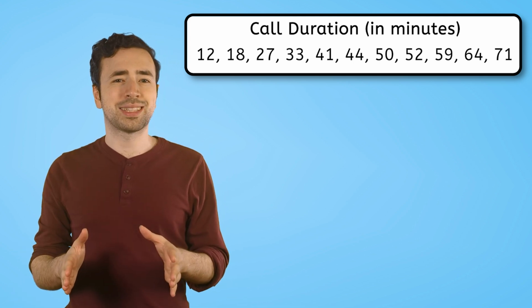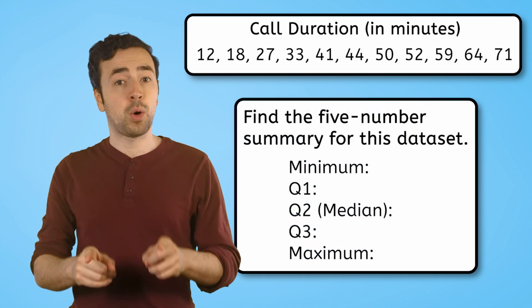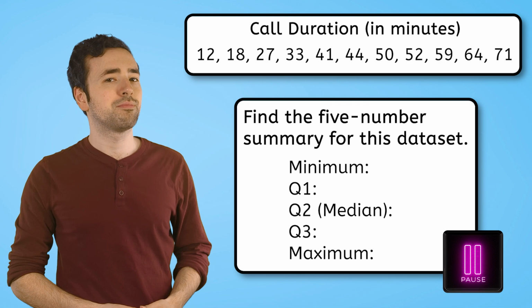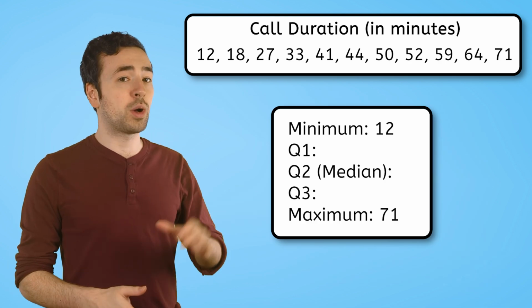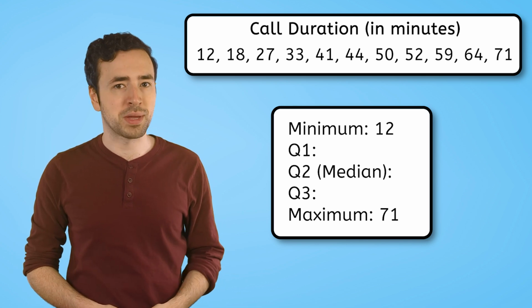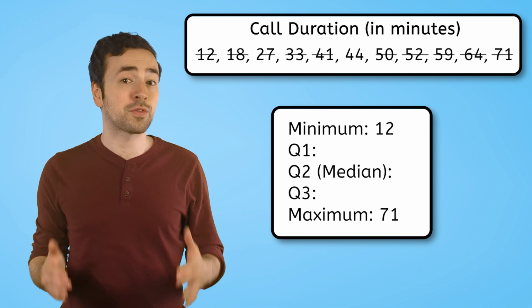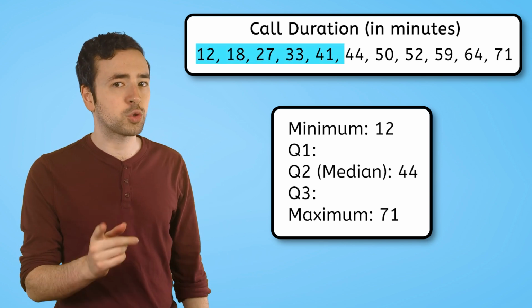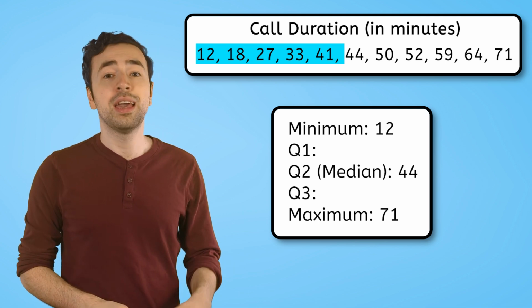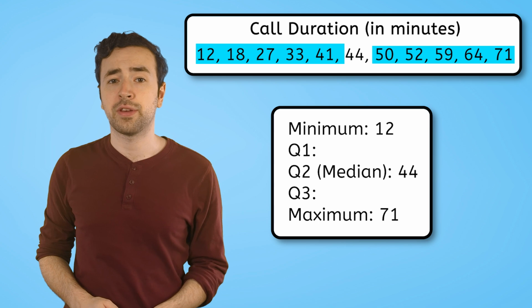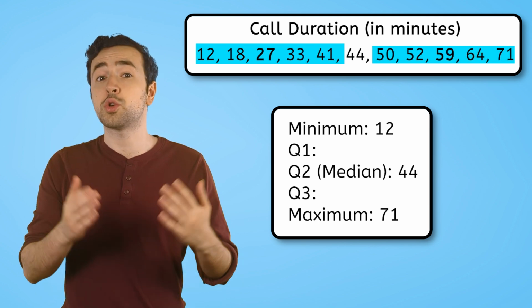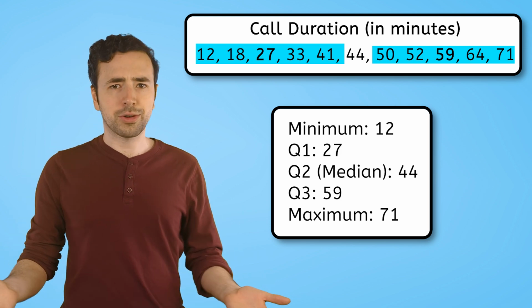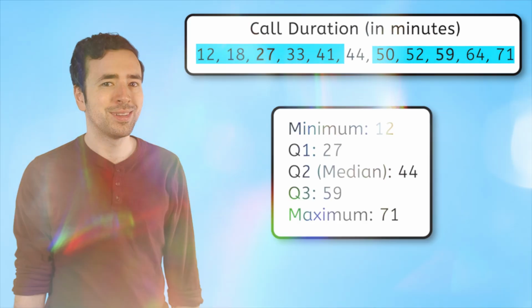Now, what do we need to find? The box plot consists of the 5-number summary. Pause now to find or calculate those numbers. The minimum is 12 minutes and the maximum is 71 minutes. Crossing off the same amount of numbers from both ends gives us a median of 44. Excluding the median, 12 to 41 is the lower half and 50 to 71 is the upper half. The middle numbers of both halves will give us the quartiles, so Q1 is 27 and Q3 is 59. Great! We should be ready to create a box plot now.